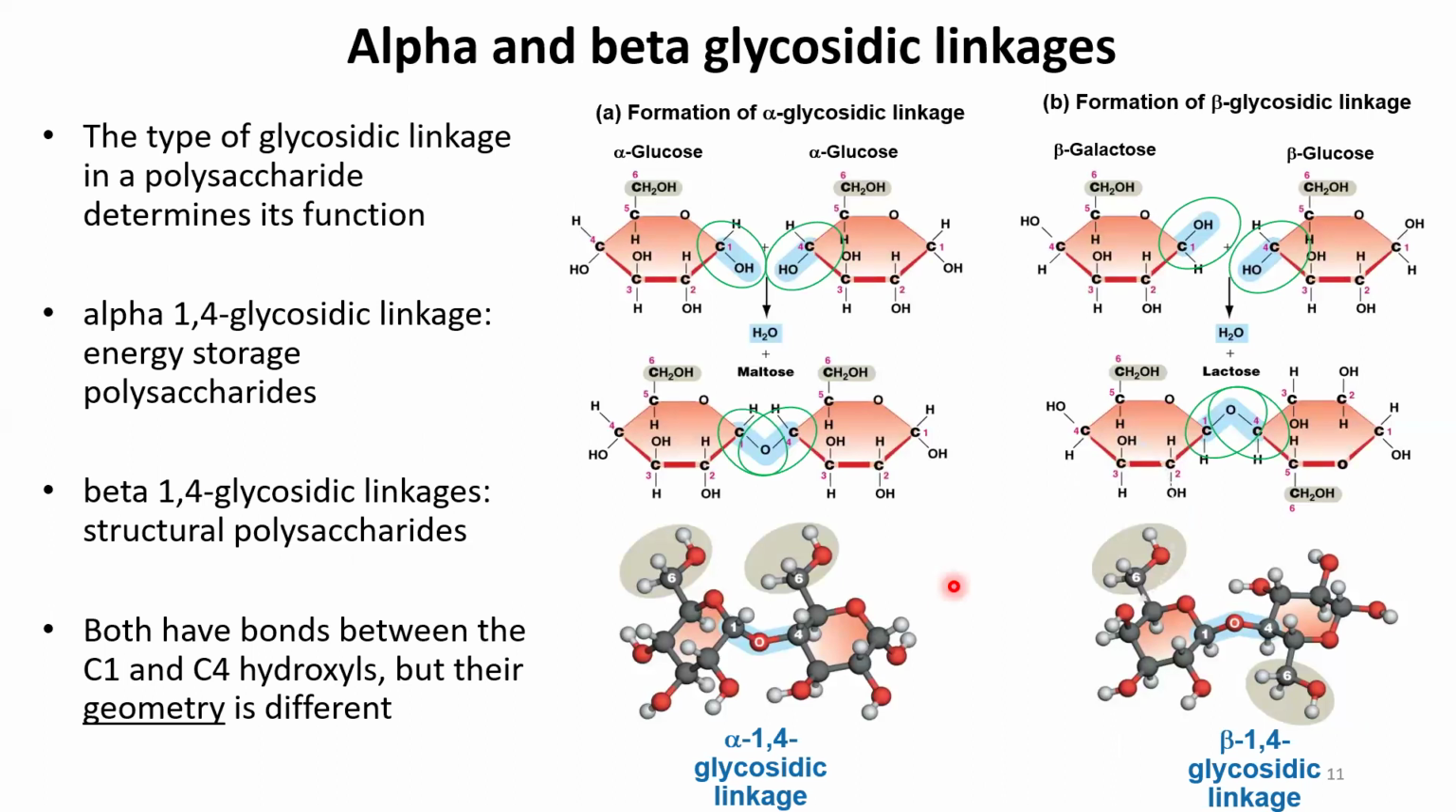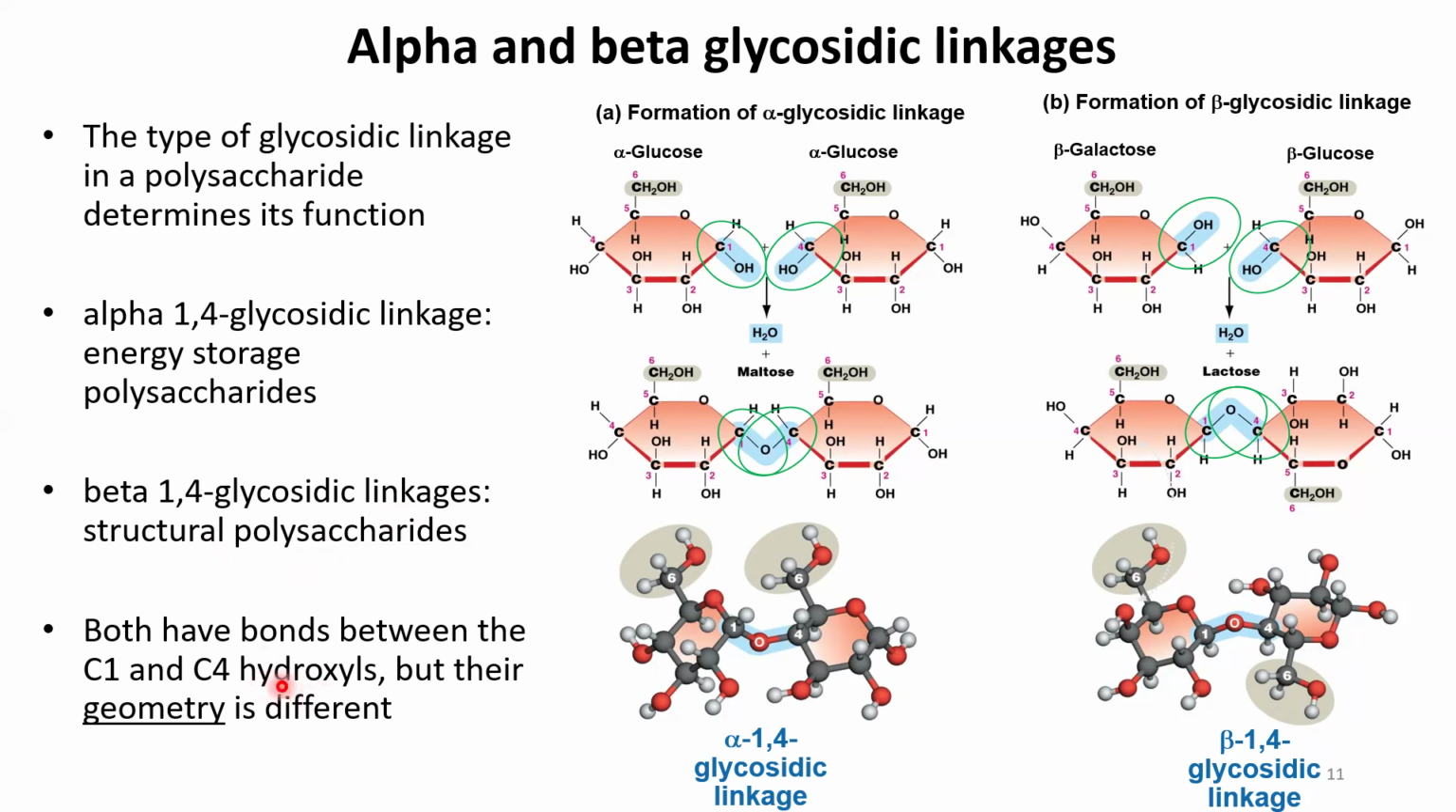Now, there are two different types of glycosidic linkages in polysaccharides, and these allow us to understand what the function of these carbohydrates are. So when you have an alpha 1,4 glycosidic linkage, that means it ends up with energy storage polysaccharides. Whereas if you have a beta 1,4 glycosidic linkage, those are structural polysaccharides.